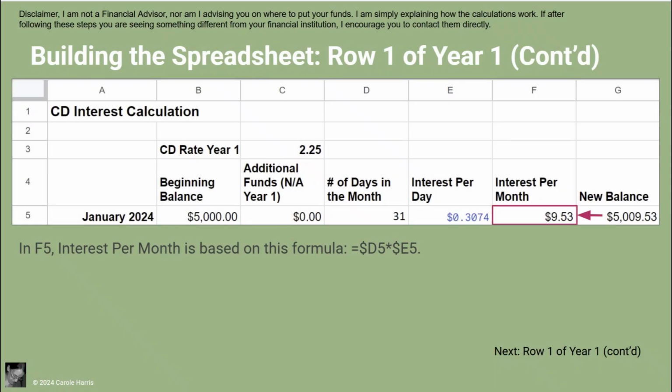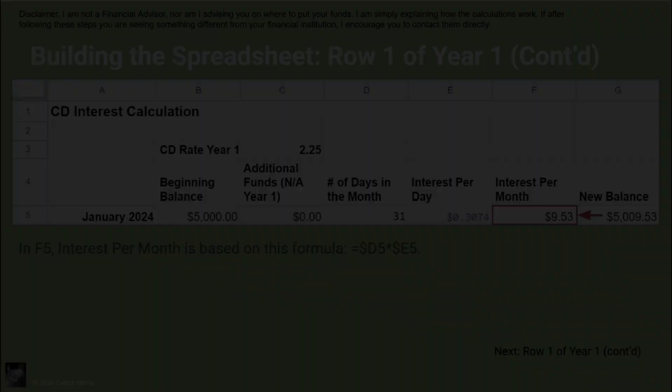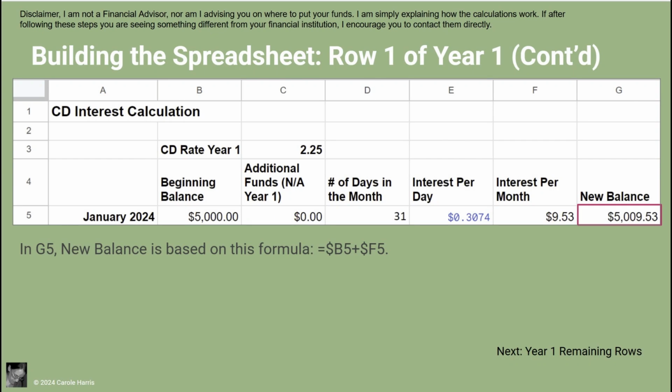In cell F5, enter the formula D5 times E5. This is the total interest for the month. In cell G5, enter the formula B5 plus F5. This is the new balance of your CD, including the month of earned interest.